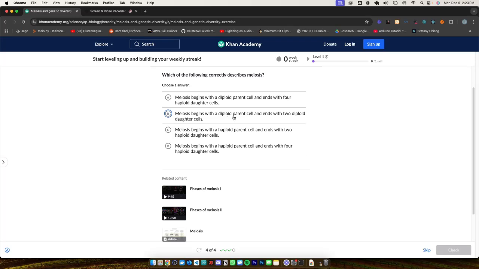Meiosis begins with a diploid parent cell and ends with two diploid daughter cells. That's not true. I believe the answer is A, so I'm just going to click on that. Meiosis begins with a haploid parent cell and ends with two haploid daughter cells. Meiosis begins with the haploid parent cell and ends with four haploid parent cells.